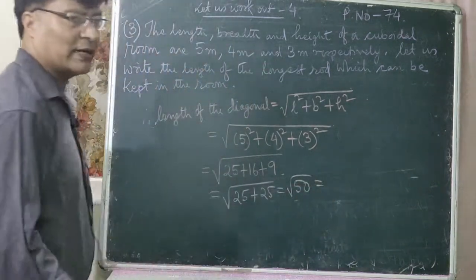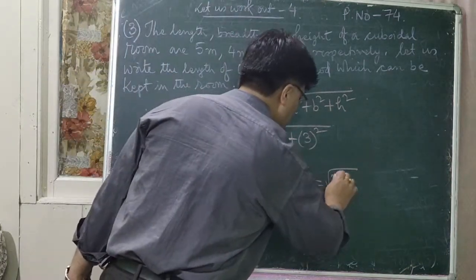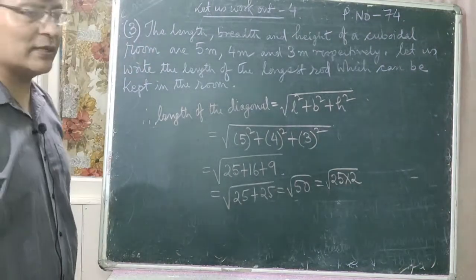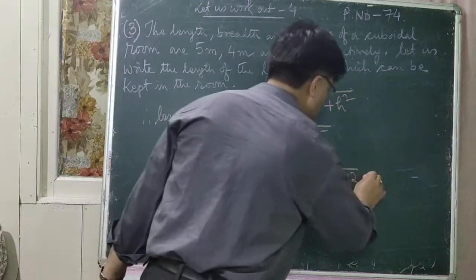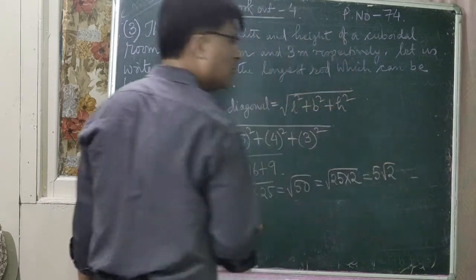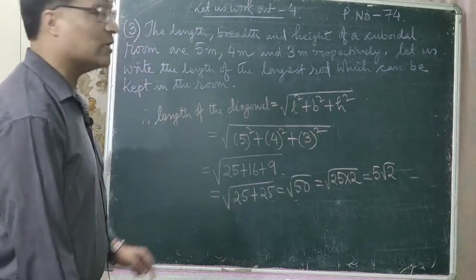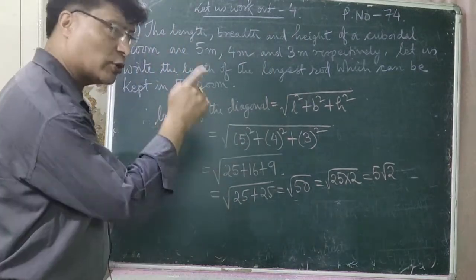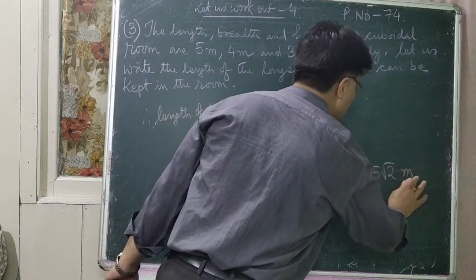So you can write it in the simplest form. Root over 50 means 25 multiplied by 2. You cannot get the exact square root of 50. So 50 can be written as 25 multiplied by 2, which is equal to, what is the square root of 25? That is 5. And you cannot get the exact square root of 2, so it remains as it is, that is root 2. And what is the unit? Since length, breadth and height are given in meters, the unit is also meter. That is, length of the diagonal is in meters.